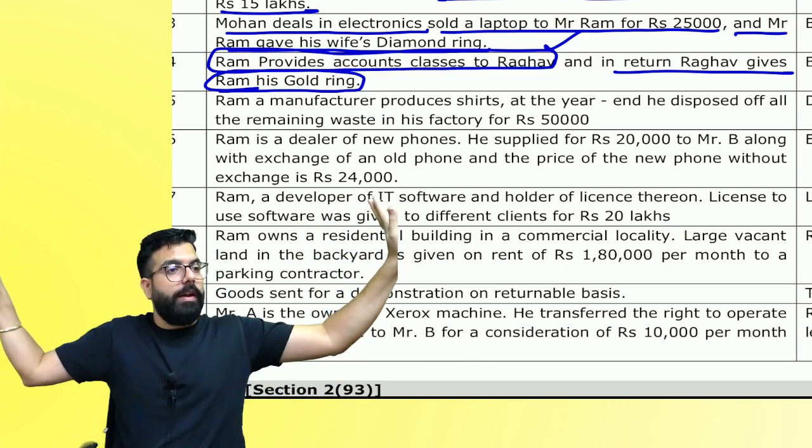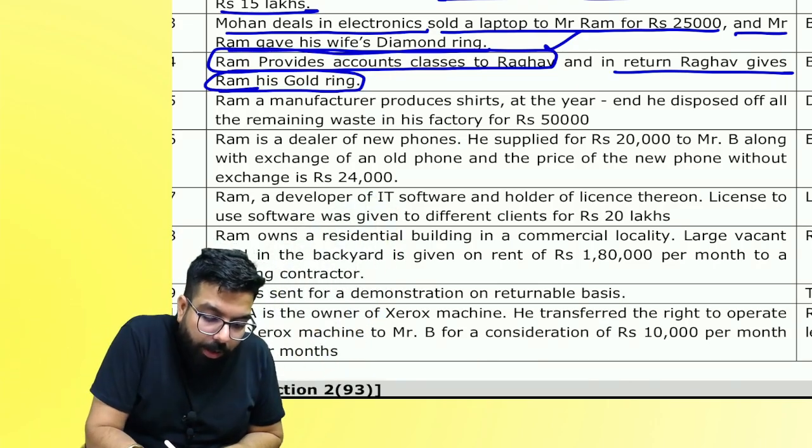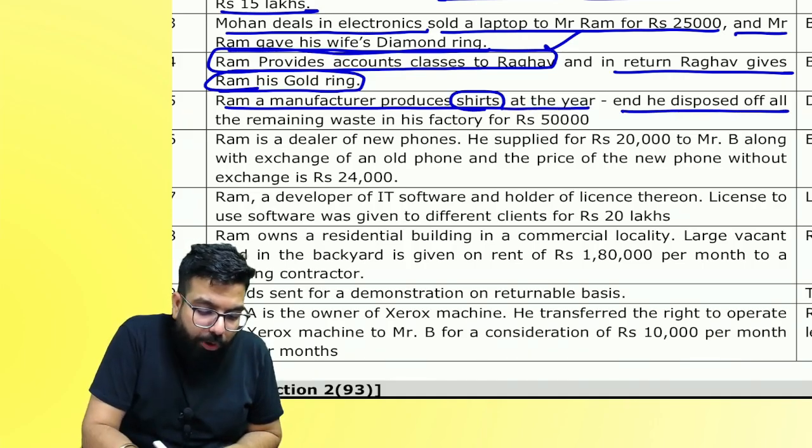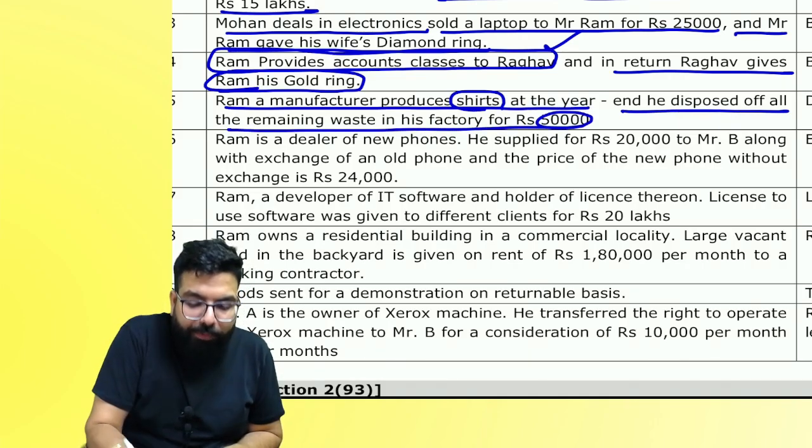Is everyone clear? Next. Ram, a manufacturer, produces shirts. At the year end, he disposes of all the waste in his factory for 50,000.